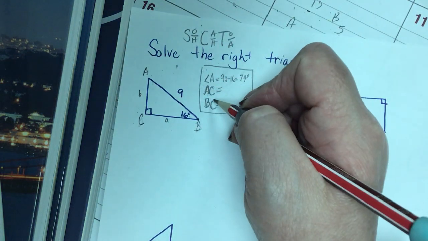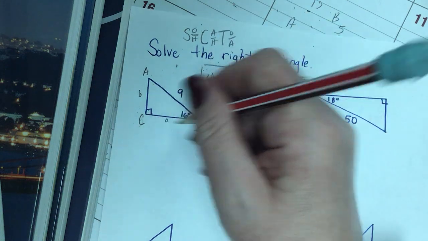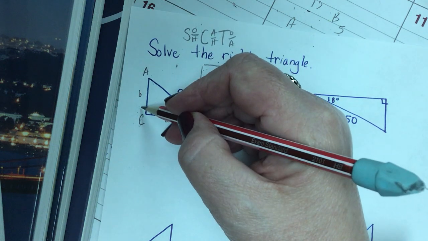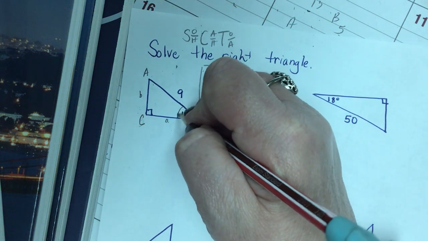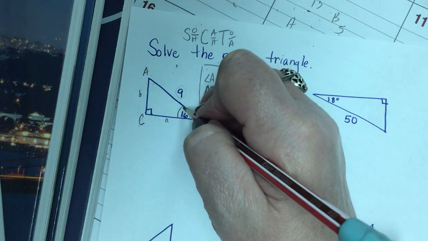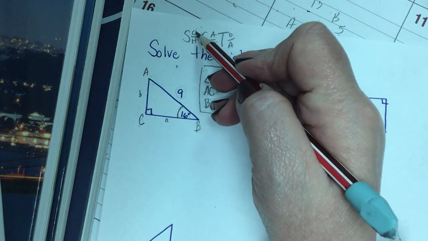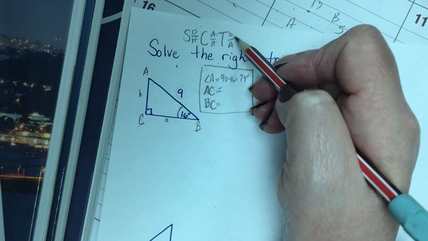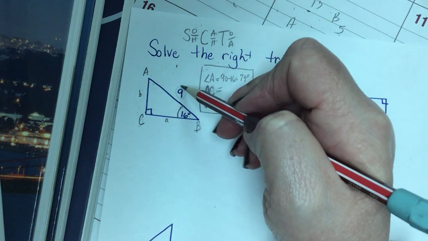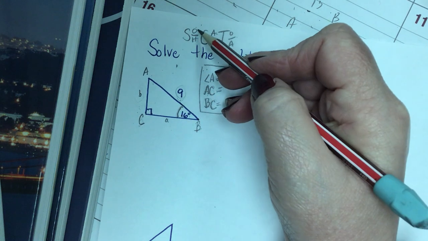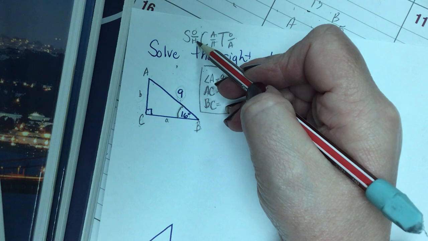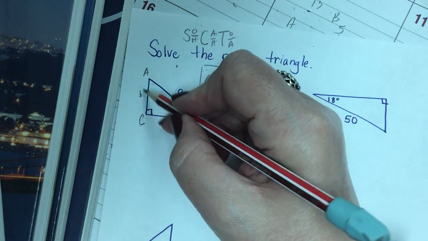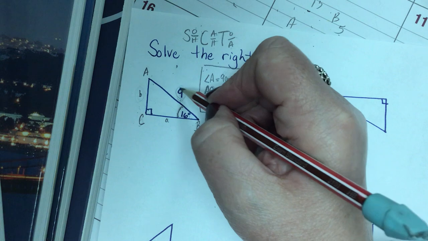Okay, so which one do I want to find first? Do I want to find AC first, or do I want to find BC first? It is completely your choice. So I'm just going to go with AC. I want to find side B first. What do I know? I know this angle, and I know this side. So in relationship to this angle, am I going to use sine, cosine, or tangent? I want to find this side, I know this side, and I know this angle. So do I have opposite and hypotenuse, adjacent and hypotenuse, or opposite and adjacent? B is opposite 16 degrees, and 9 is the hypotenuse.